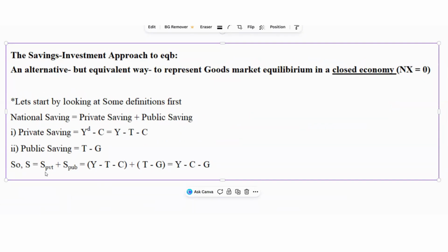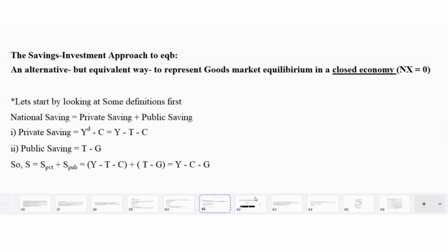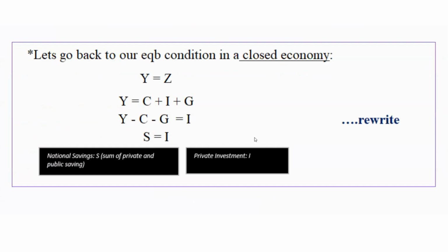So national savings are private plus public savings. So it's Y minus T minus C plus T minus G, which is Y minus C minus G. This is important to keep in mind. National savings is the sum of private and public savings, and it simplifies to Y minus C minus G. Now let's go back to our equilibrium condition in a closed economy. We know the equilibrium condition is Y is equal to Z, and Z is C plus I plus G. Net exports are zero in a closed economy. So now let's rewrite this equilibrium condition as Y minus C minus G is equal to I. So we're taking C and G to the other side.